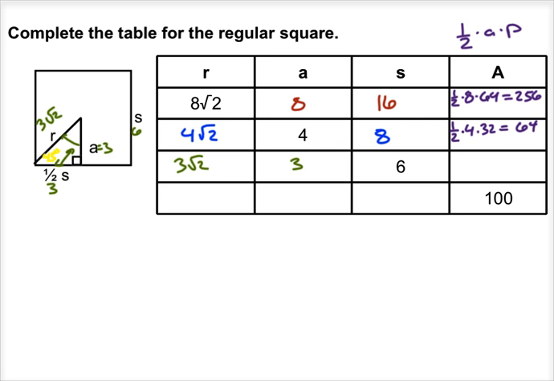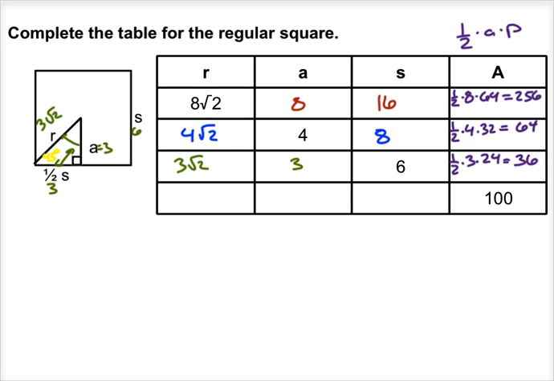And now I go right to my formula. My formula says take 1/2 times the apothem, which is a 3, times the perimeter. If one side is 6, all 4 sides should be 24. And I'm going to multiply. So I'm going to now take half of 24 is 12. 12 times the 3 gives me 36.